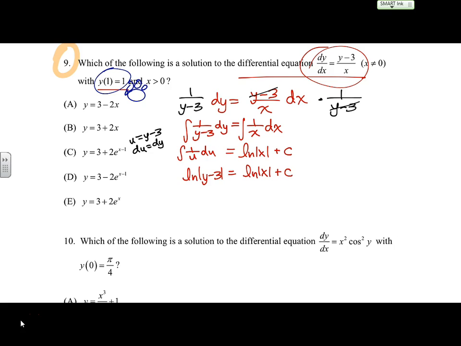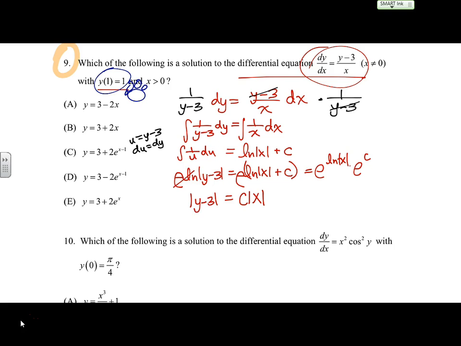How do I undo ln? E. When I do e to an addition in the exponent, how do I split up or simplify this exponent? Yep. Remember, I have e to the ln of absolute value of x times e to the c, and that can become a new arbitrary constant c. Wait, e to the ln, what can I do to that? Those are inverses of each other, so I could just write e to the ln cancel out, absolute value of x. Over here, I have absolute value of y minus 3.